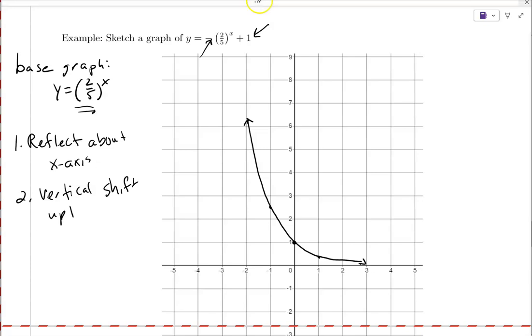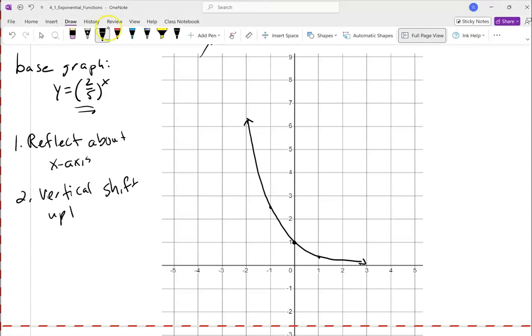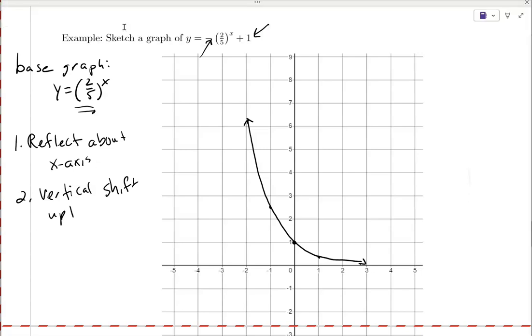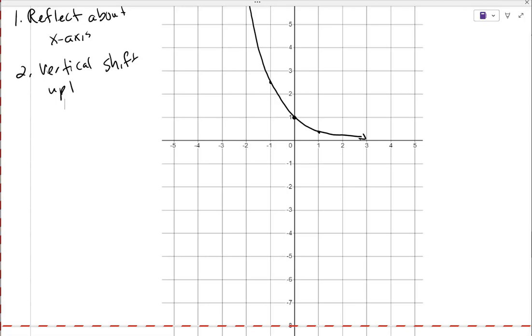So first, let's flip it. When we flip it, the 1 goes down to -1. The 0.4 goes to -0.4. The 2.5 goes to -2.5. So we get, I missed my point. That's okay. I've got to redraw it for that. That was step 1.